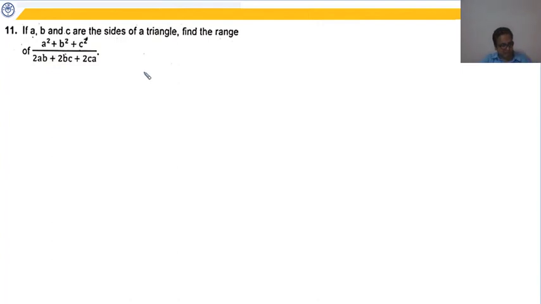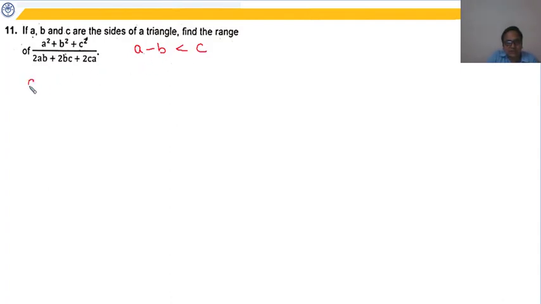11th, it says a, b, c are the sides of a triangle. We have to find the range of (a square plus b square plus c square) upon (2ab plus 2bc plus 2ca). Now since these are sides of the triangle, we can safely say the difference of two sides is less than the third side. So a minus b is less than c.